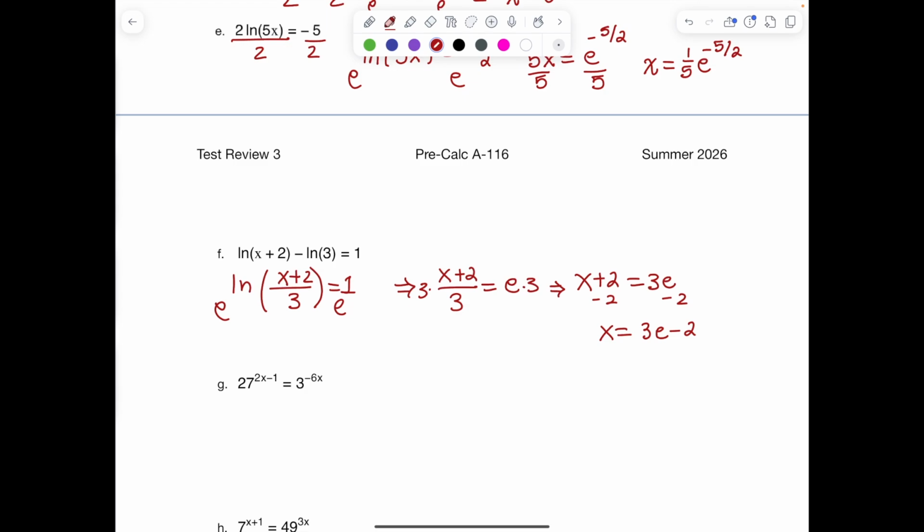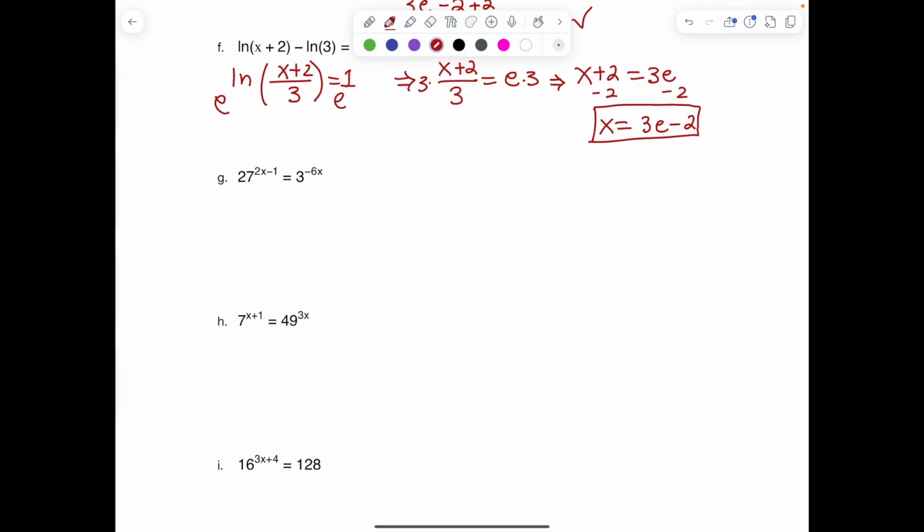Okay, so that's what we're going to get for that. And of course, we want to check our answers to make sure that this works. So if I plug it in, I should get ln of 3e minus 2 plus 2, so that gives me ln of 3e minus ln of 3. I can split that up, and I will indeed get 1. Check. So this is my answer.